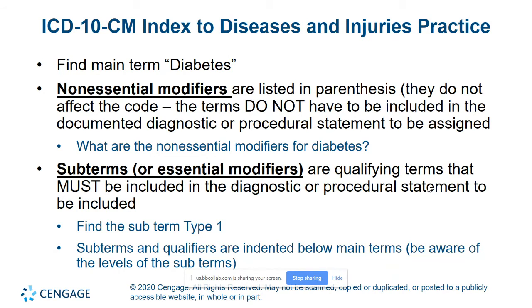So for us to go down to some of these other items, they do have to be documented in that patient file. So you can't choose to go to, let's pick one, diabetes with circulatory complications. If it doesn't say that specifically, you can't go to that. That's not going to be the right code. Your subterms are essential. So to be able to go down to that next level in the book, it does have to be specifically listed in the patient file.